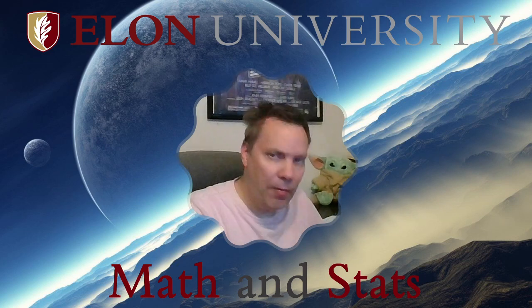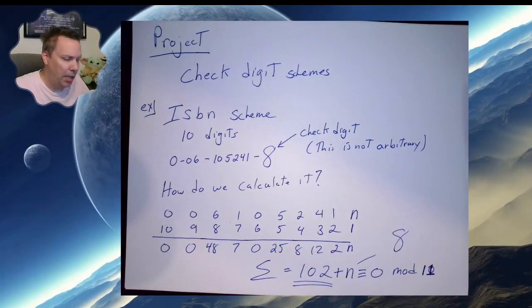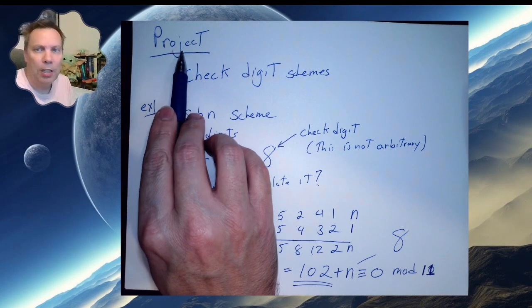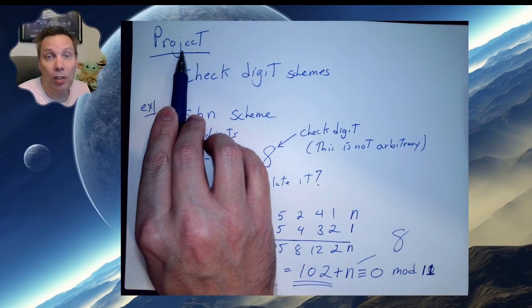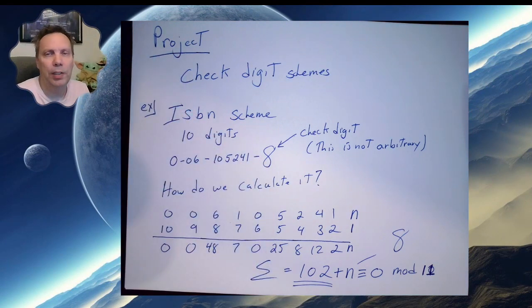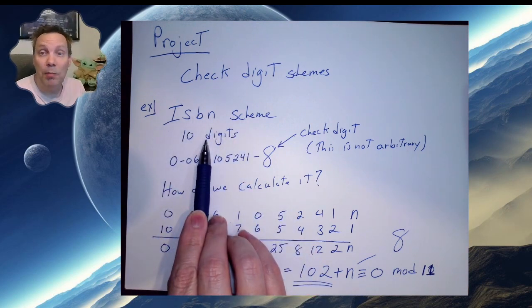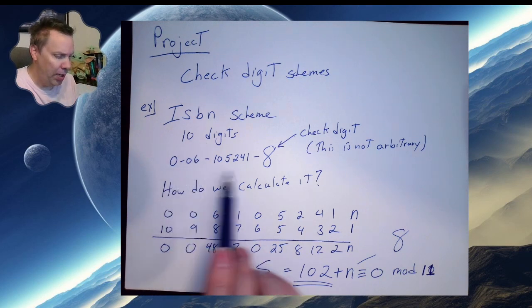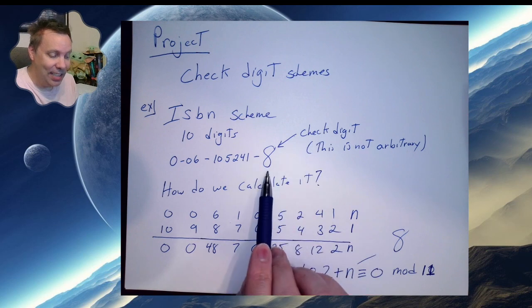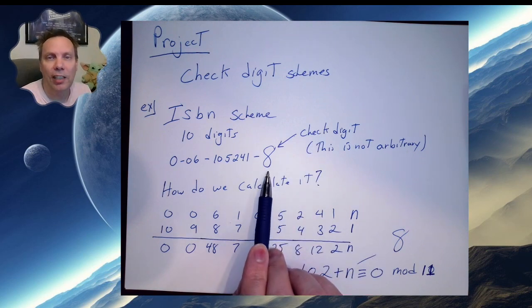So I have some stuff written already, and I want to talk about this. I'm going to go through this slowly. And if you look up here, this is part of a project. You'll be getting a lot more information on Friday about this. So, the ISBN scheme. ISBN numbers have 10 digits in them. I wrote down 10 digits here. This last digit I made a little bit larger because this is the check digit.